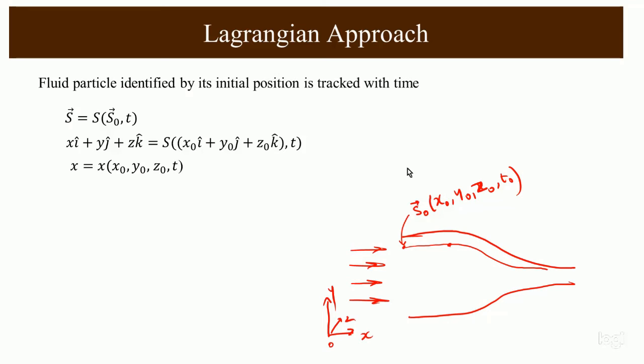And what is x? x is a function of x0, y0, z0, t. That means any next position is dependent on these. This is S, that is x, y, z, t. This x is a function of initial positions, this y is also a function of initial positions, and that z is also a function of initial positions, okay. This is how we specify the Lagrangian approach.